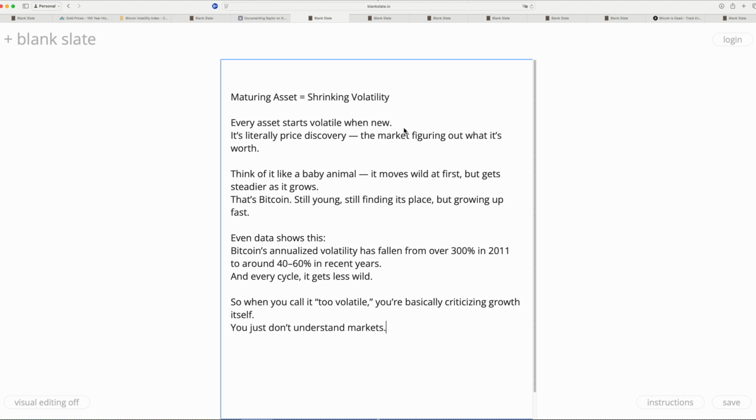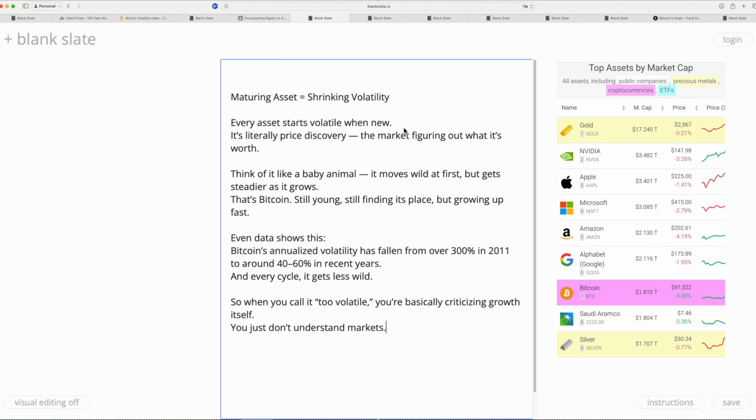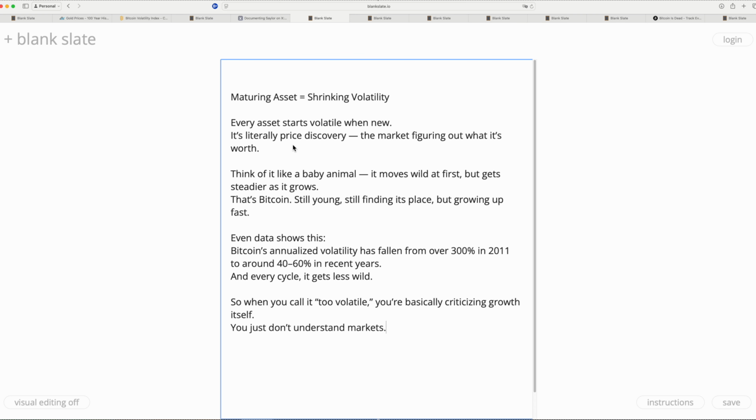Take a look at it yourself. Bitcoin has already defeated some of the big ones and has become the 7th largest asset in the world. It's literally price discovery, the market figuring out what it's worth, and we just need to wait until a lot of people start adopting it. Think of it like a baby animal. It moves wild at first, but gets steadier as it grows. It matures.